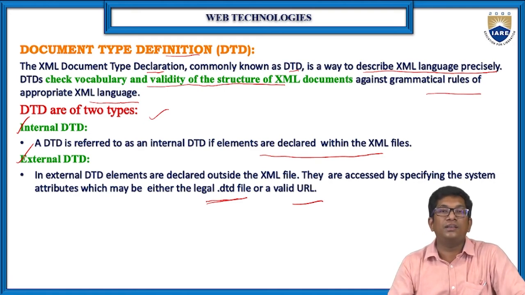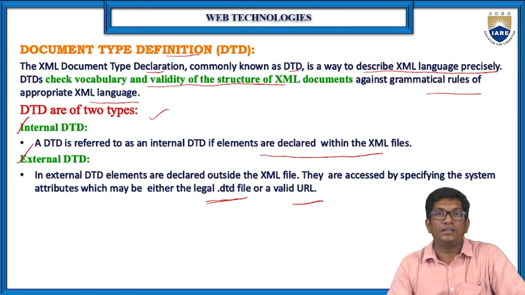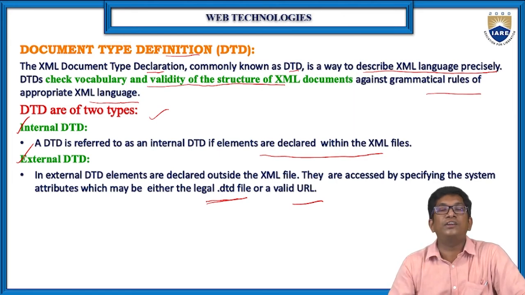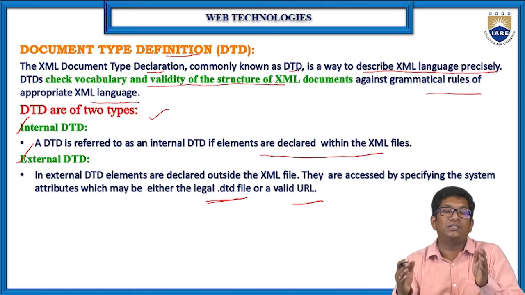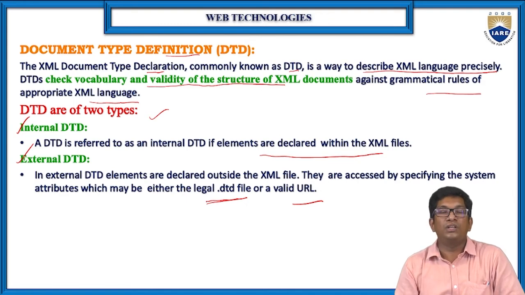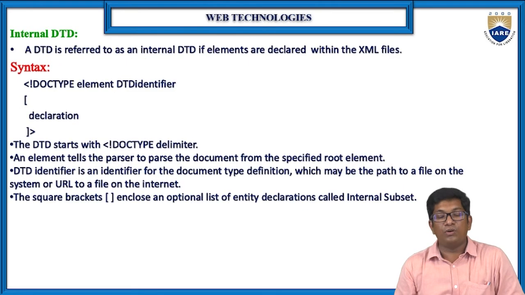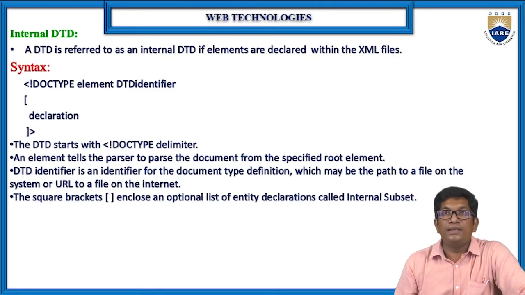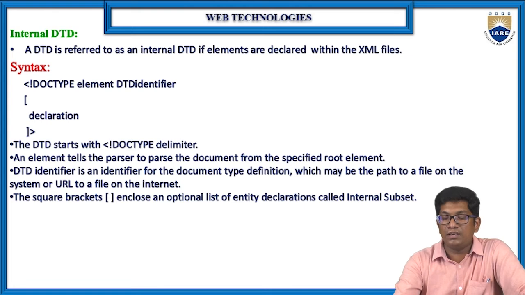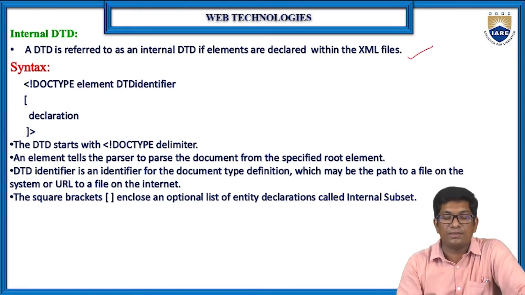So we have two types of DTD: one is internal DTD and the second is external DTD. They are used to check the vocabulary and validity of your XML document structure, and also the grammatical rules, whether you are following them or not. If you are not following that structure, it displays an error, or it will not display your output if you have written anything wrongly. First we'll see internal DTD. A DTD is referred to as internal DTD if elements are declared within the XML file.